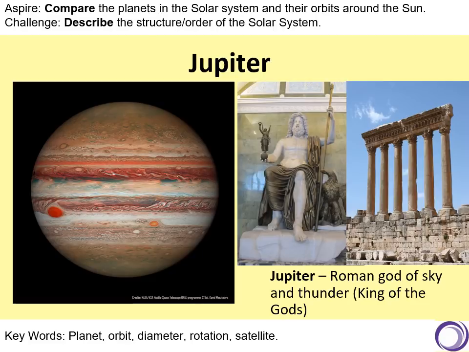Planet number 5, Jupiter, king of the solar system, and also, as its name suggests, king of the gods, Roman god of the sky and thunder. Interestingly, Jupiter is a planet that's really, really far away, in actual fact, 778 million kilometres. I'm just going to put that into perspective before I carry on.